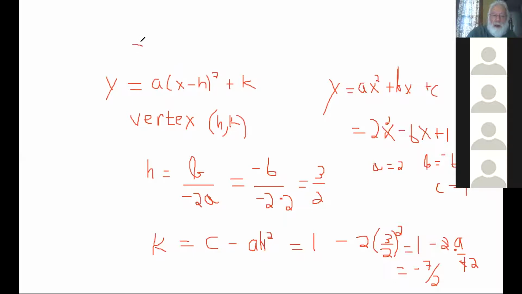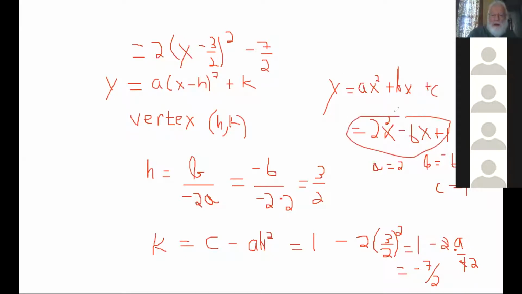And then that would tell me that this is equal to 2, the same a, times x minus h, which we saw was 3/2, squared, plus k, which I saw over here is minus 7/2. So that would tell me how to go from this form over here to this one over here. Does that answer your question? Does that help? Yeah, and then based off that, you can find the vertex.